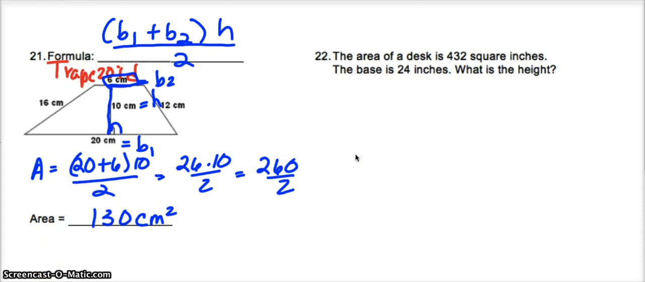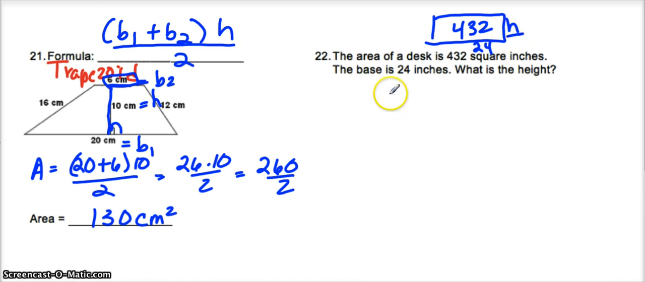For number 22, you have to do a little algebra in order to solve this one. The area of a desk is 432 square inches. The base is 24 inches. What's the height? Well, most desks are rectangular. We know the space inside is 432. We know that the base is 24, and we're looking for that height.